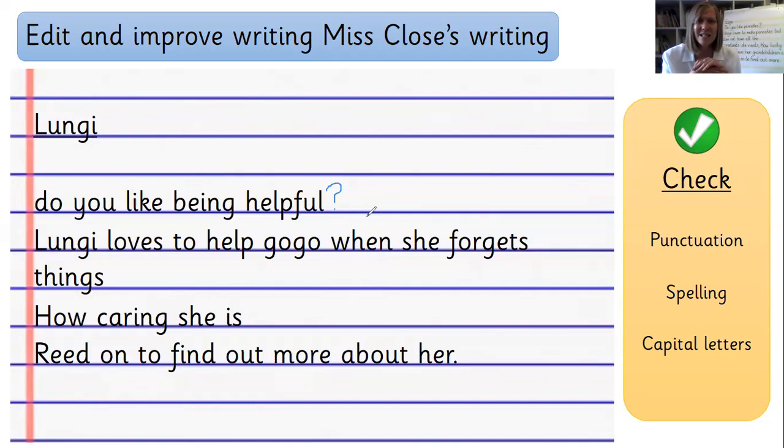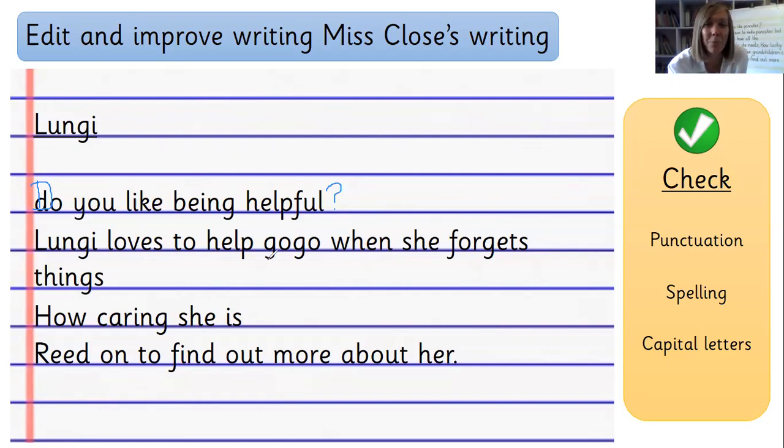Now, can anyone spot anything else about my question? It's missing its capital letter. Look right at the start here. Do. I need to edit my do because it needs to have a capital letter at the start. Have a look back at your introduction. Have you used capital letters every time you've started a sentence? I hope so.